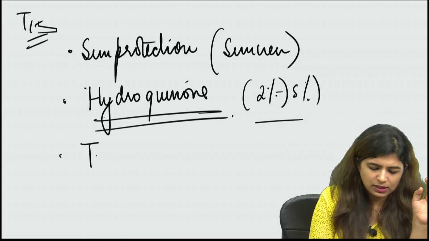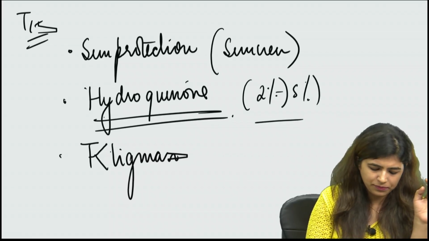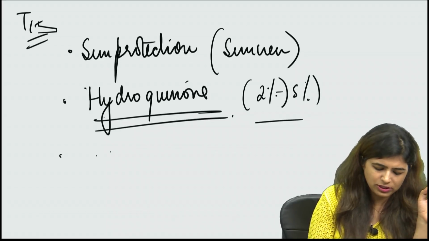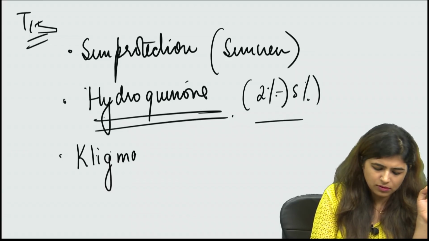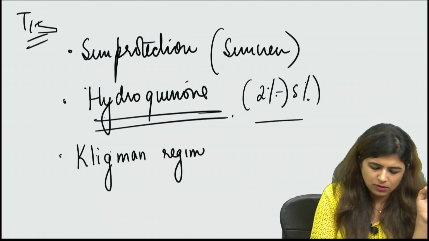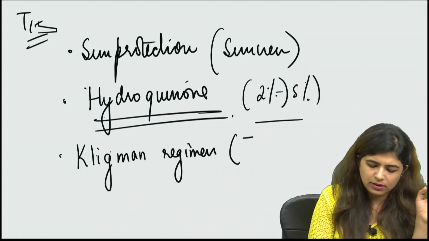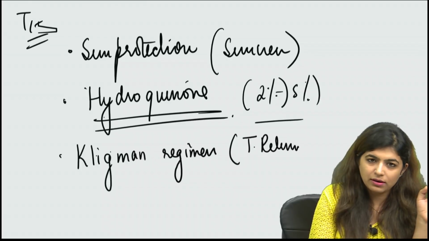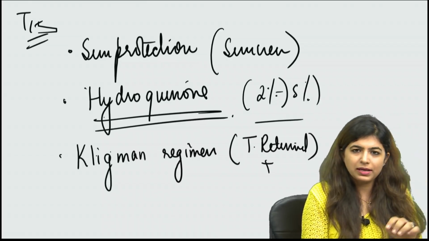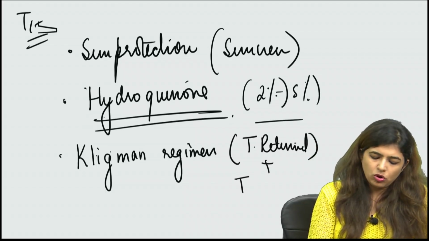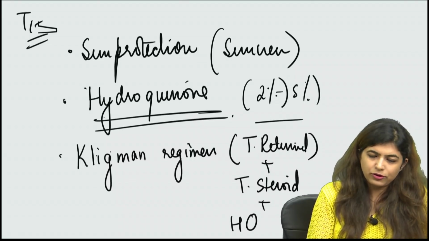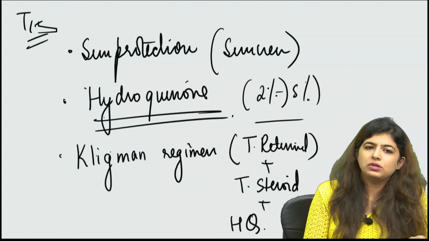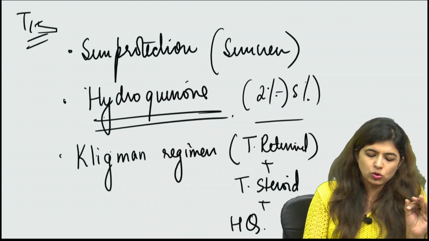Another thing that we give is a thing which is called as the Kligman regimen. What does Kligman regimen include? It includes a topical retinoid plus a topical steroid plus hydroquinone. So these are three components of Kligman regimen which you are supposed to remember.